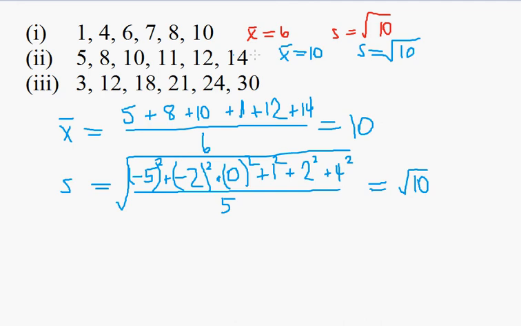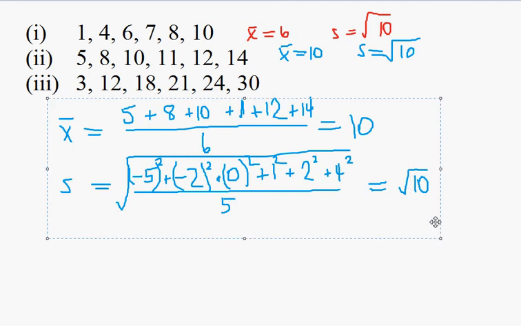So I've added 4, so it makes sense that the mean was increased from 6 to 6 plus 4, which makes 10. But by adding 4, the numbers don't become any more spread out. All the numbers get shifted over to the right by 4, but they don't become any more spread out relative to each other. And so the standard deviation stays the same at square root of 10.